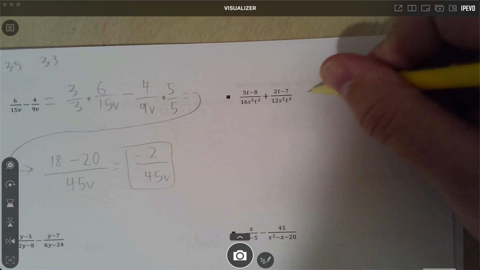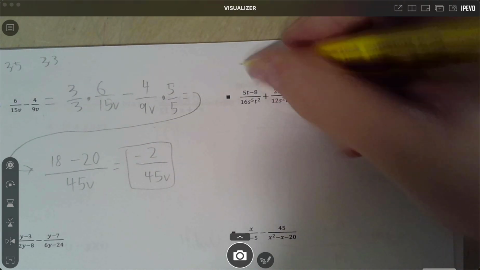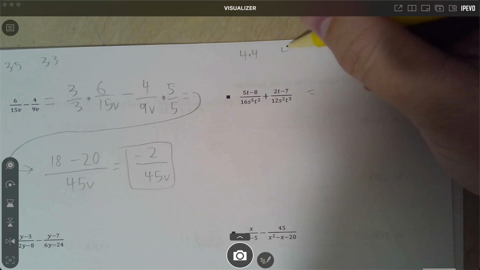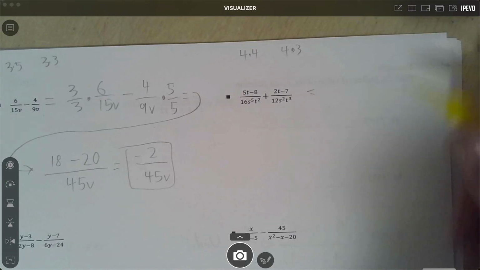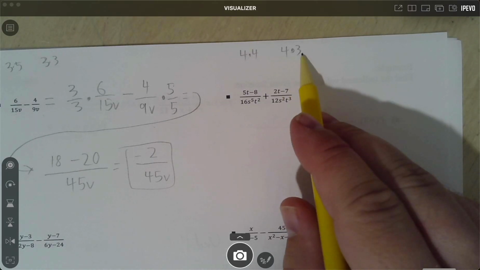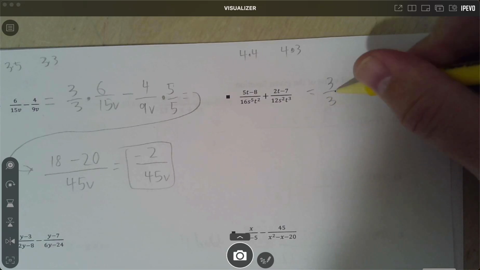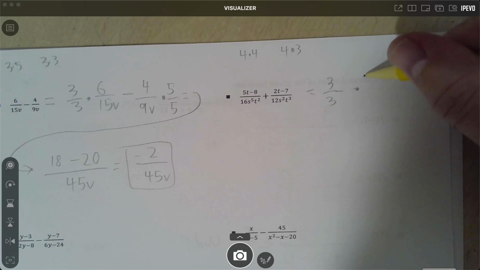Up next, this one is kind of tricky, but once again, 16 is 4 and 4, and 12 is 4 and 3. So we're in a similar situation where this has a 3 on the right, but this doesn't at all. So we're definitely going to multiply a 3 over 3. Now, wait a minute, because there is some more stuff to do here.